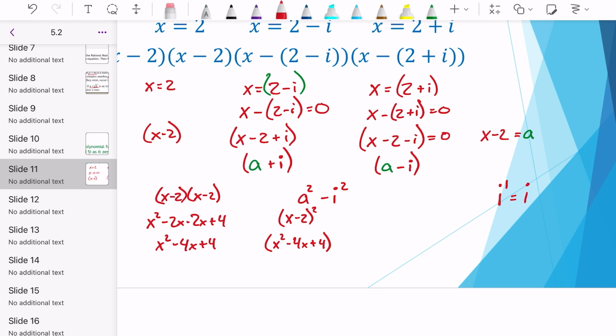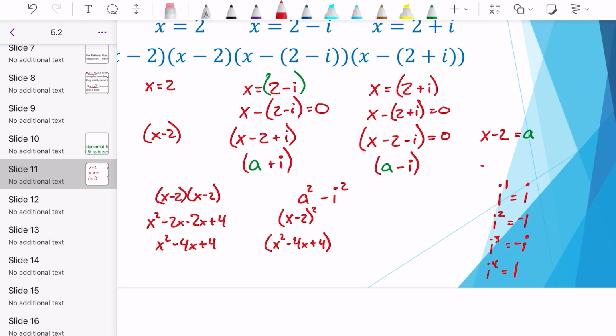So i to the first power is i. Now, when we have i to the second power, this would be equal to negative 1. If we had i to the third power, this would be equal to negative 1 times i, which is a negative i. And when we have i to the fourth power, it would be similar to i squared getting multiplied against i squared. So what's negative 1 times negative 1? This would give us a positive 1.